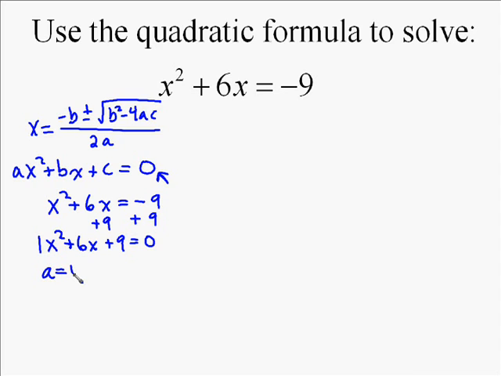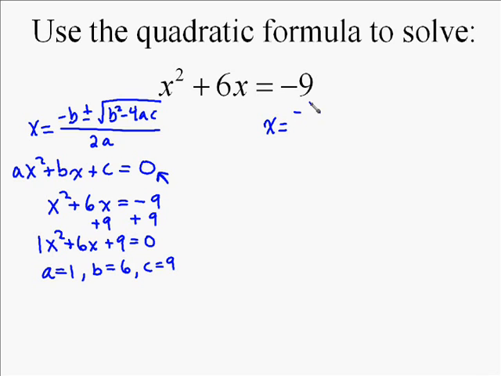So our a is 1. Remember, anytime you have nothing in front of a variable, it's like having a coefficient of 1. Our b is 6, and our c is 9, because those are what are in front of the x, and then the number. Now we go back and we plug those numbers into the quadratic formula.